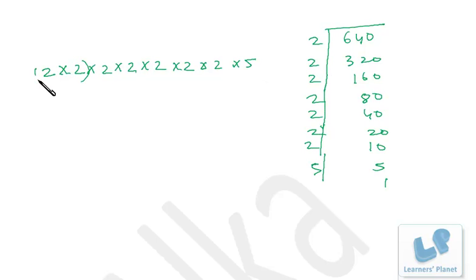Now if you make group like this, make group of 2, 2. Okay, now we are left with one 2 and one 5, right? So it is not a perfect square number. That means 640 is not a perfect square number. If we had one more 2 and one more 5, then only it would have been a perfect square number. Okay, let's take more examples.